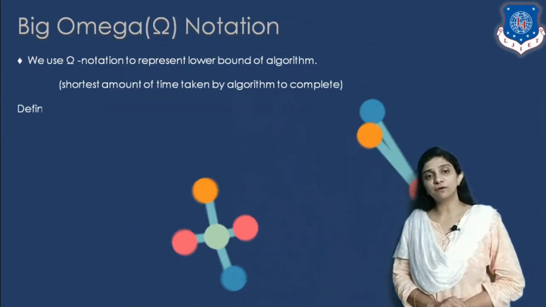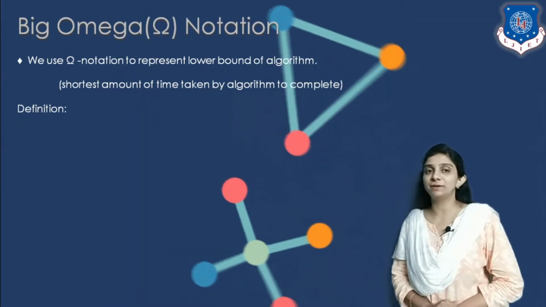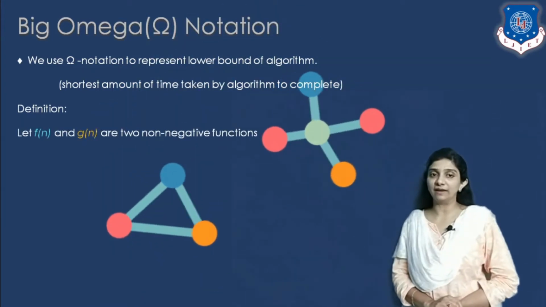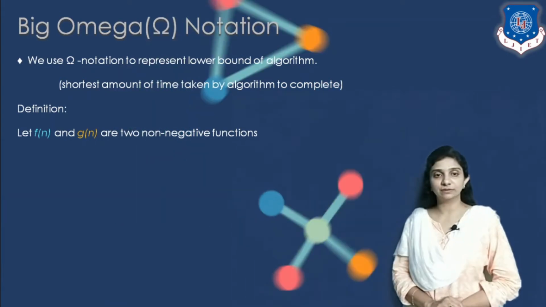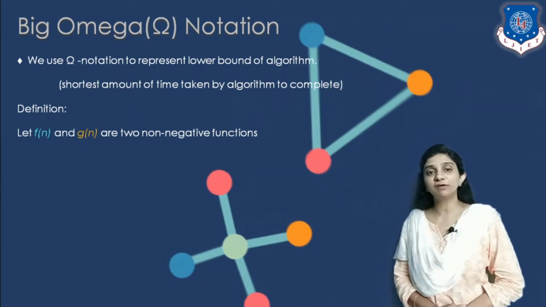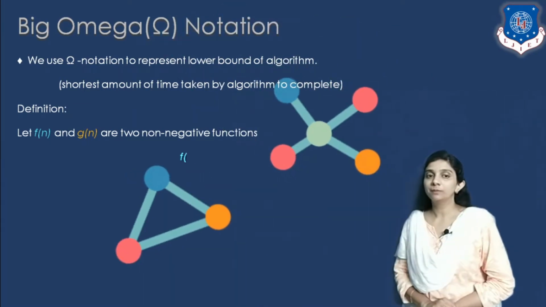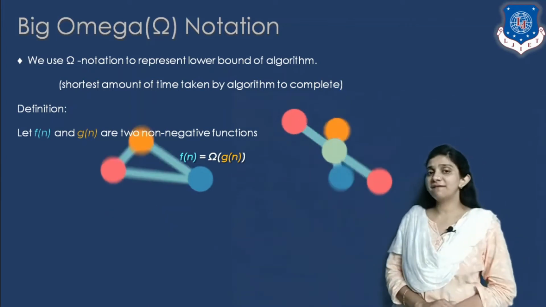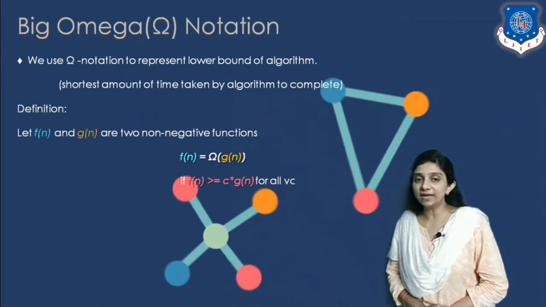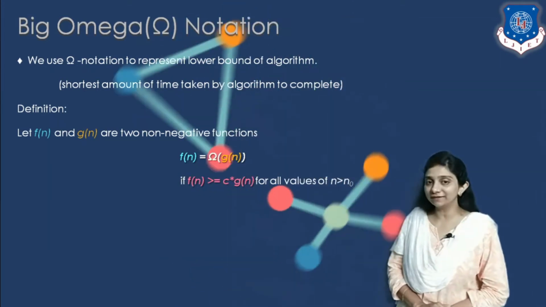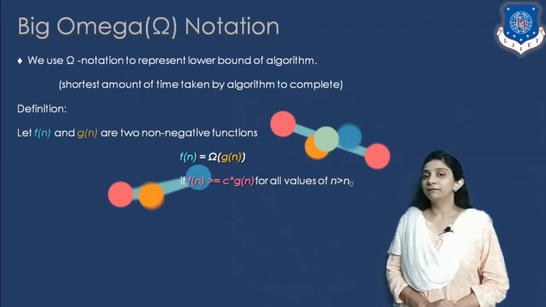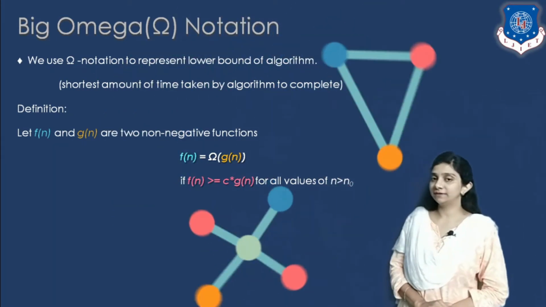Now, what is the formal definition or mathematical representation of big omega? Let f of n and g of n be two non-negative functions. f of n is the complexity of the algorithm and g of n is the lower bound. We say f of n is in big omega of g of n only if f of n is greater than or equal to c into g of n, for all values of n greater than n naught.